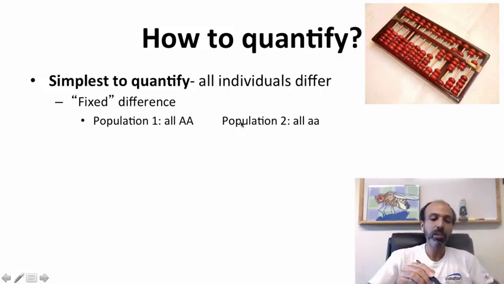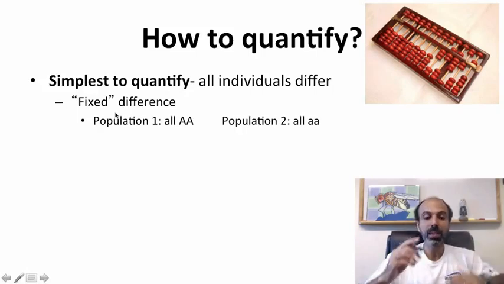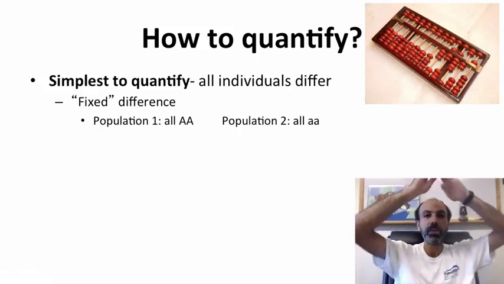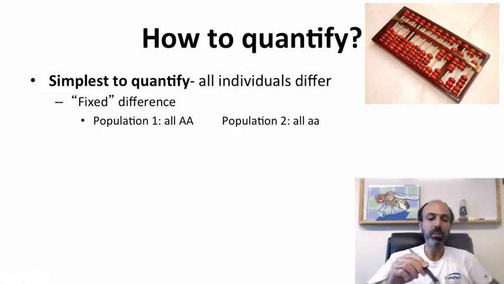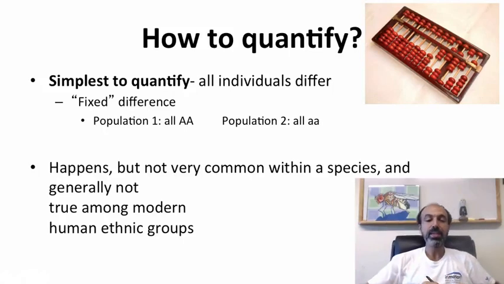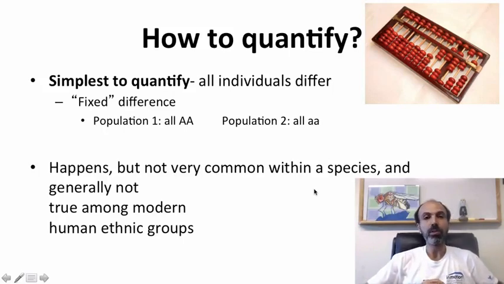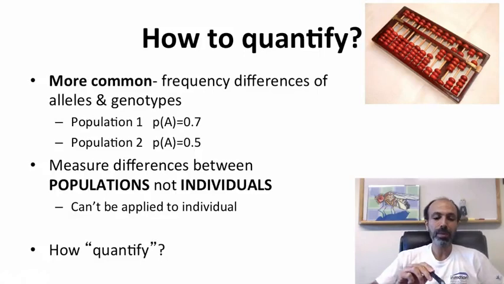If everybody in one population differs from everybody in the other population, we refer to this as a fixed difference. If you go back to the ancestor, presumably they had the same alleles, but something arose, at least in one population, and spread to make it completely different from the ancestor and from the others. Now, this does happen, but it's not very common within a species, and it's generally not true among modern human ethnic groups. Instead, as I said, it's more common that you have frequency differences of alleles and genotypes.